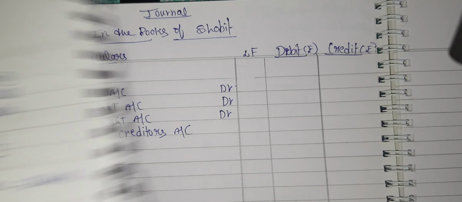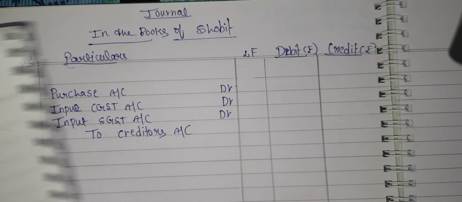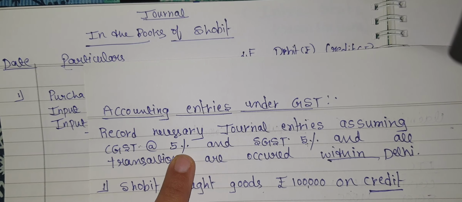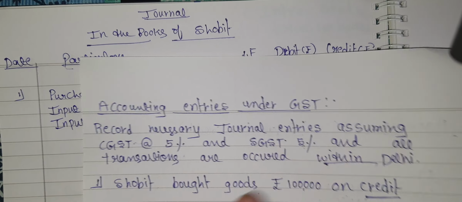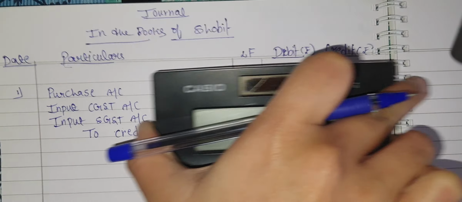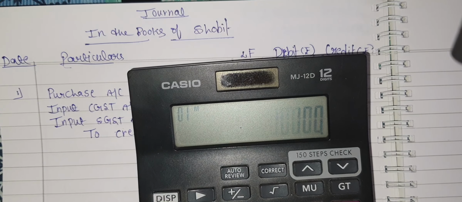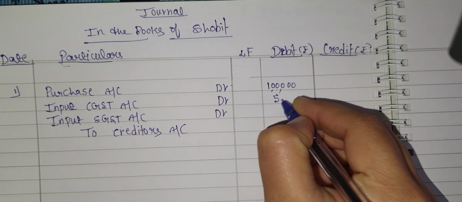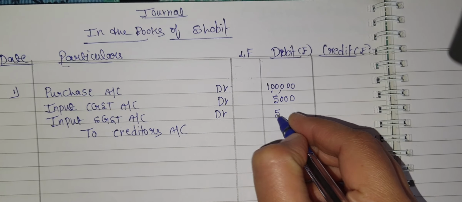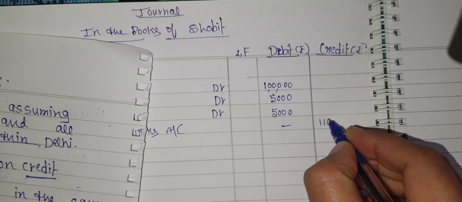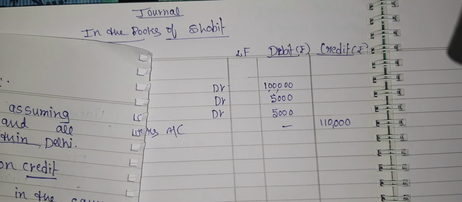What is the value of goods? That is rupees 1 lakh. And CGST rate is 5% and SGST also 5%. So 1 lakh into 5%. See here, 1 lakh into 5% is rupees 5,000. And input SGST also 5,000. So creditors rupees 1 lakh 10,000.